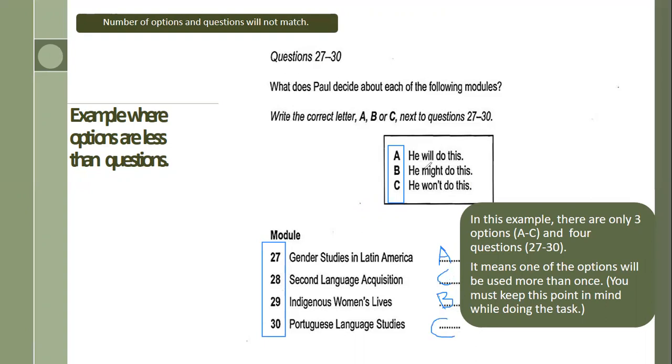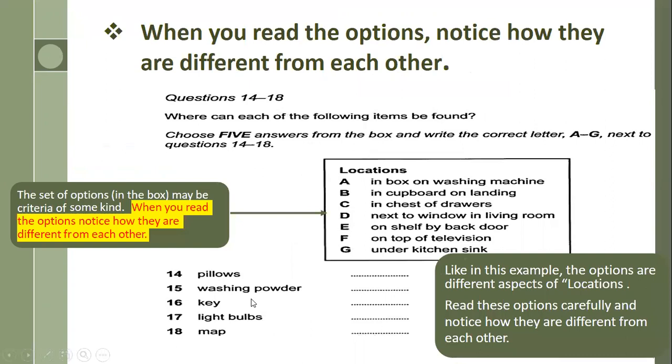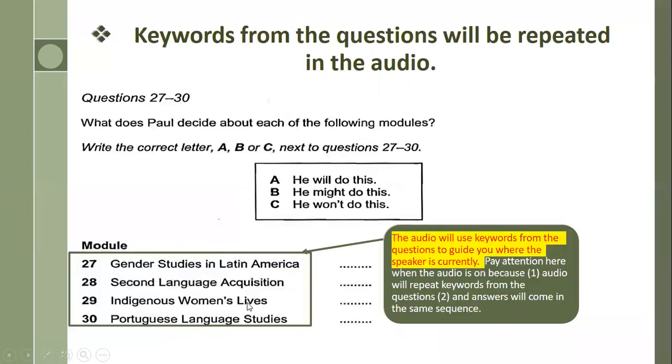So one of the options can be used twice, in case the options are fewer and the questions are more. But if the options are more and the questions are fewer, it means some of the options will not match the information provided to you by the recording. Now look, again, we have fewer options, more questions. Now look, in this case, we have more options, fewer questions. It means some of the options will not be used.